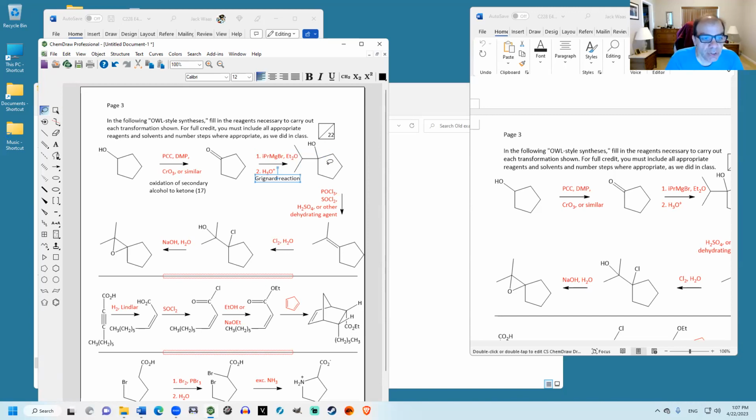Then in the next step, we go from the tertiary alcohol to an alkene. In other words, we've lost the OH and we've also lost an H. We've lost water to form a double bond, also called a dehydration reaction. And in order to get that done, you need a good dehydrating agent. Sulfuric acid would work. Phosphorus oxychloride might come to mind. I think I accepted any reasonable dehydrating agent. Thionyl chloride is fine. Even acetic anhydride is fine.